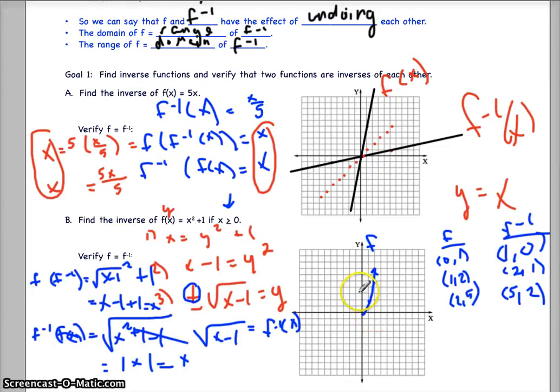Oh, I see I made a mistake right there. Let's fix that. My apologies, ladies. Let's try that again. So if I graph f, it's (0, 1), (1, 2), and (2, 5). There we go. Sorry about that. Okay, and then if I graph the inverse, (1, 0), (2, 1), and (5, 2).